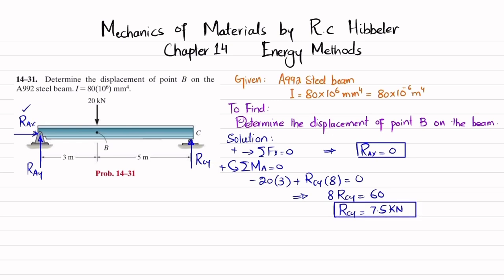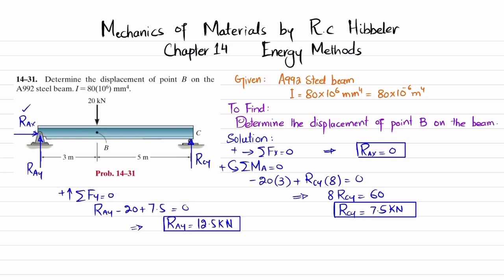Okay. We'll find this RAY by using the third equation of equilibrium, that the sum of all forces along y direction must be equal to 0, and upward force is taken as positive. So RAY minus 20 plus 7.5 is equal to 0, and from here we will get RAY will be equal to 12.5 kilonewton. Now we have all these values.